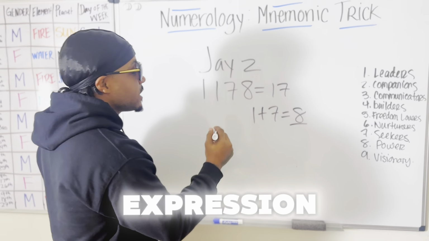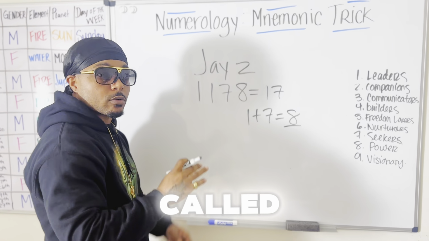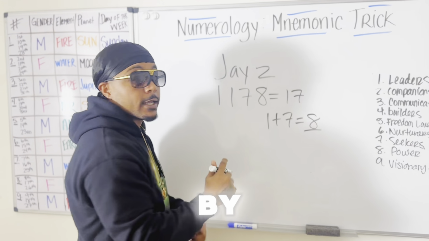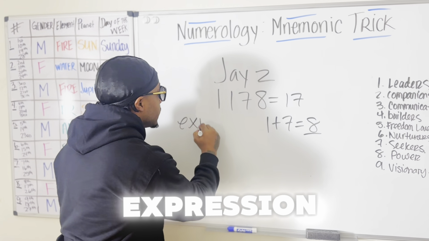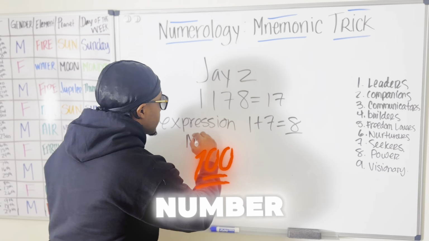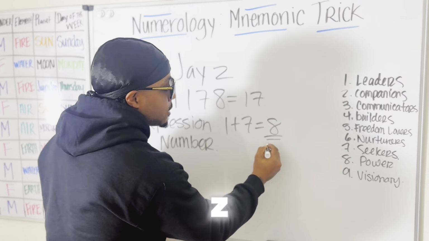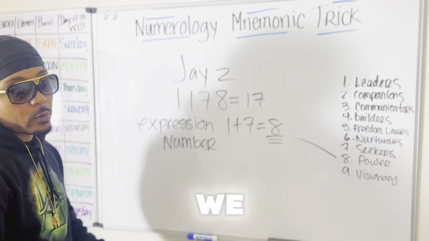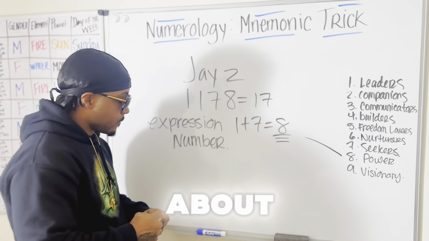So his expression number, because that's what it's called, the numeric value of your full name or the name you go by is called your expression number, right? So Jay-Z, he holds the 8 frequency, power. And we already know what Jay-Z is all about.